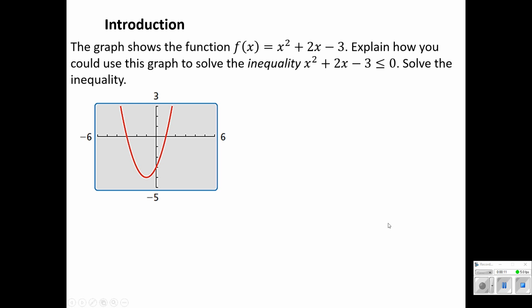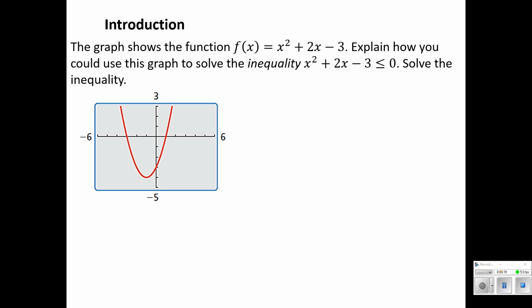Welcome to Algebra 2. This is section 3.6, the concluding section of chapter 3 on quadratic inequalities. All right, for our introduction, as we've done in the past, here we've got the function f of x equals x squared plus 2x minus 3.